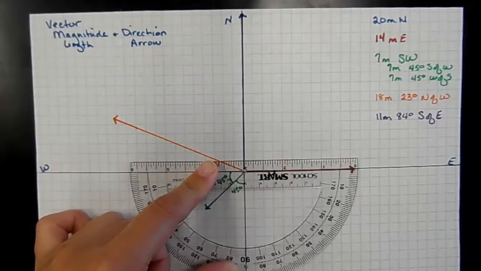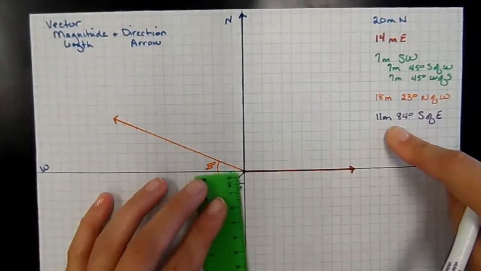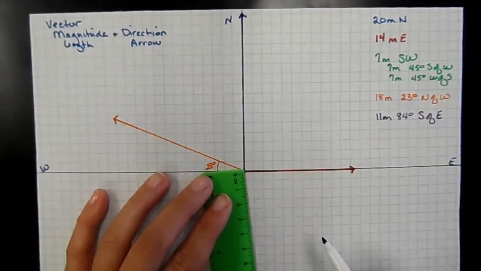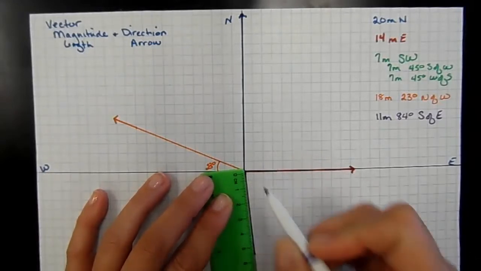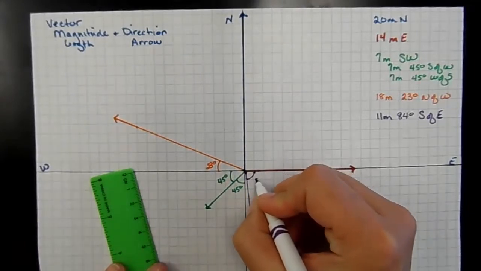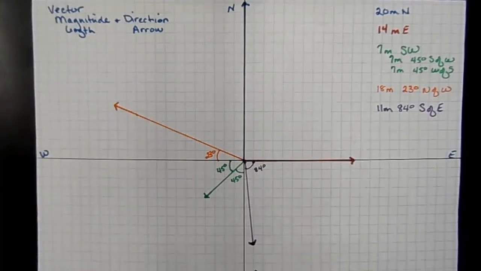south of east. Now this is 11 meters, and our scale is still 2 meters for every centimeter. So 11 divided by 2 is going to be 5.5. So 5.5 is right here. So this right here is 84 degrees. Now we could also call this 6 degrees to the east of south. It's going to be the same thing.